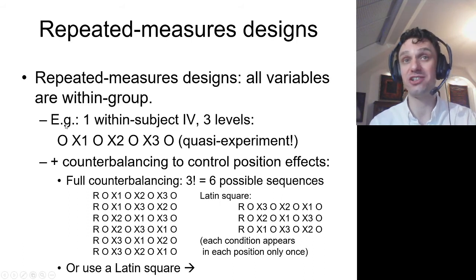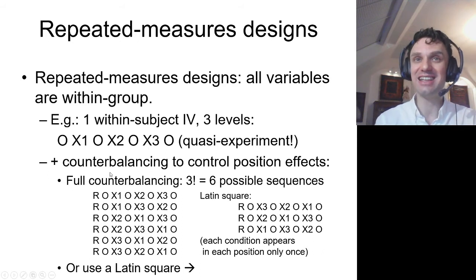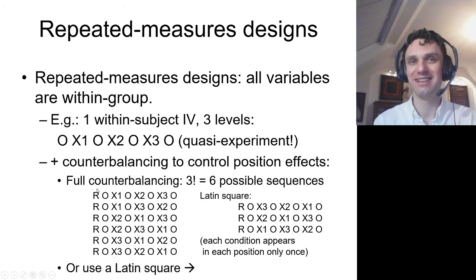If I want to make sure that I have measurements for each experimental condition, for example, juice, independent of the sequence in which the juice was tasted, I need to control for position effects using, for example, counterbalancing. So the number of possible sequences of 3 interventions is 6. It's basically 3 factorial. It gives me 6 possible sequences.